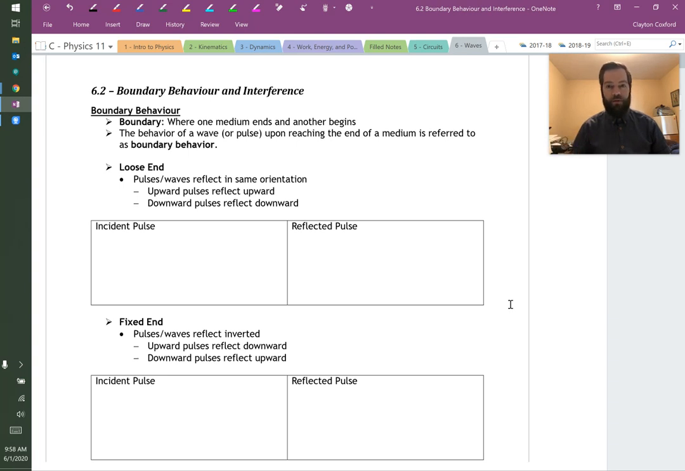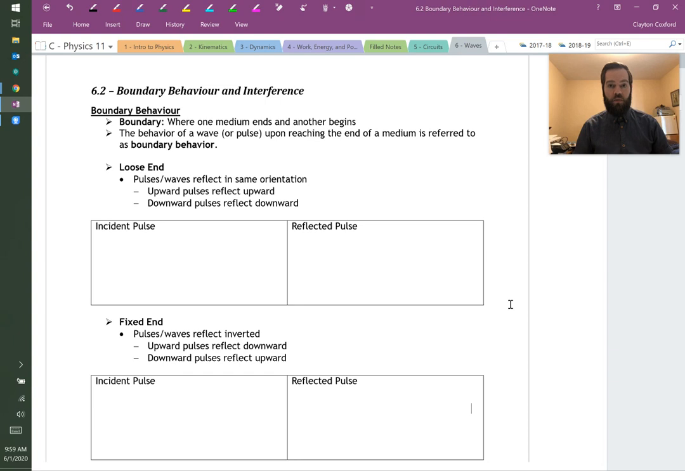So first off, a boundary is where one medium ends and another begins. The medium being the substance that the wave is traveling through. When that medium becomes a different medium, then that is where we have a boundary. And so boundary behavior is what happens when a wave encounters that boundary, that change from one medium to another medium. And we're going to look at some simple examples.